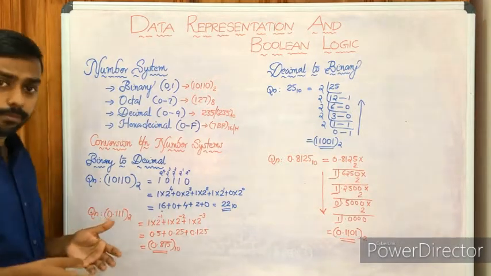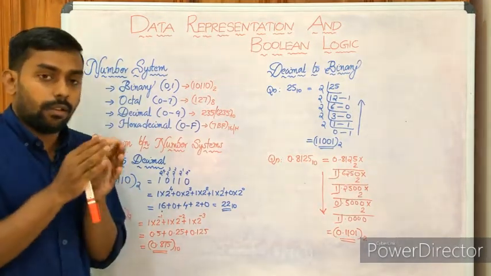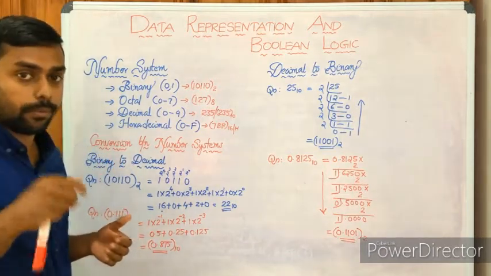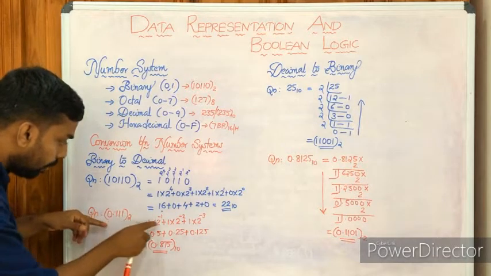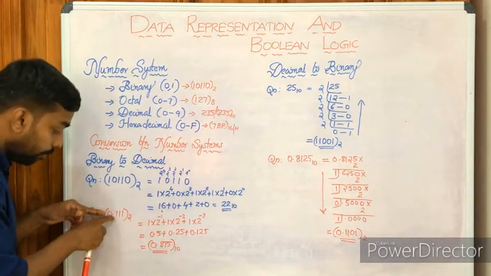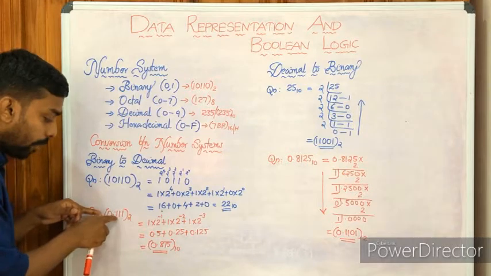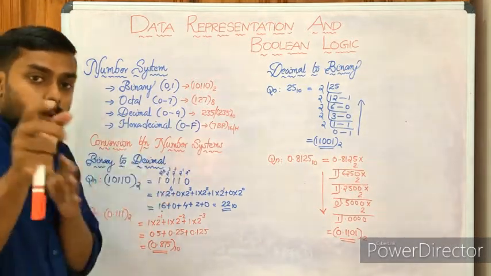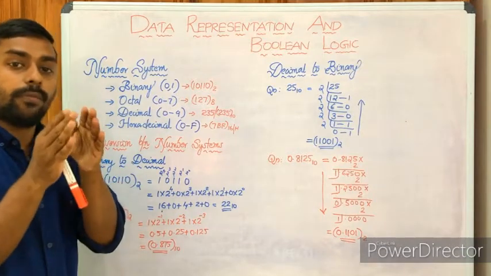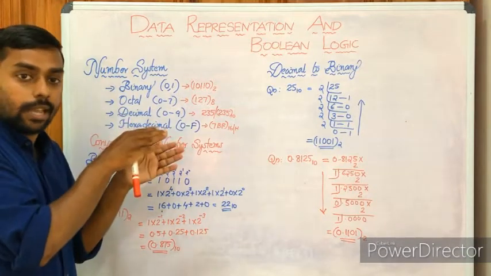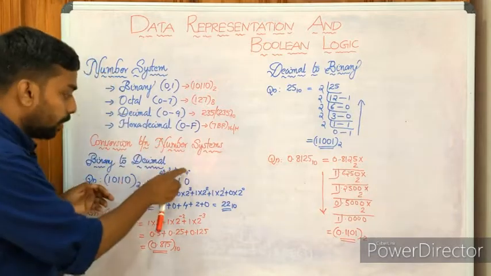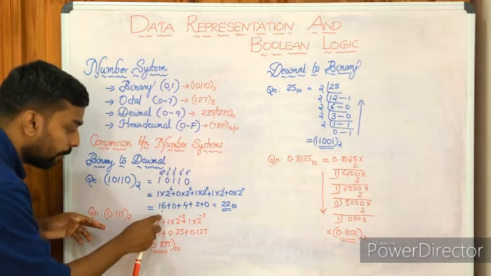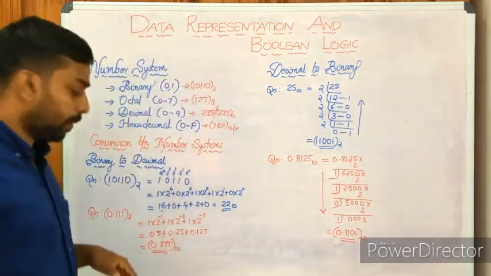How do we convert? Here also we multiply each digit with its power, its place value. What is the place value of the first 1 after the decimal point? Here it is 2 raised to minus 1, 2 raised to minus 2, 2 raised to minus 3, and it goes on like that. I have already told you that towards the left of the decimal point it goes 0, 1, 2, 3, 4, 5, and towards the right it goes minus 1, minus 2, minus 3, minus 4, and so on.